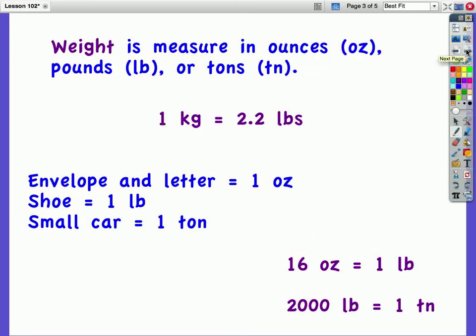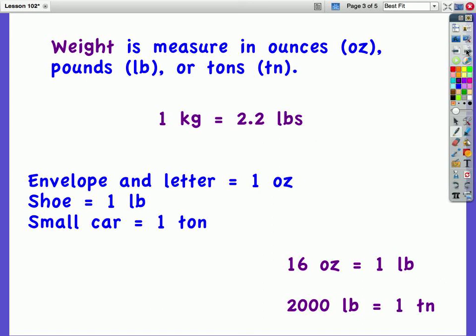Now, when we're talking about weight, before we talked about mass, it was in grams. Weight is going to be measured in ounces, pounds, and tons, which is what we use in America, for the most part, when we're talking about the weight of stuff. Okay? So 1 kilogram is going to equal about 2.2 pounds.